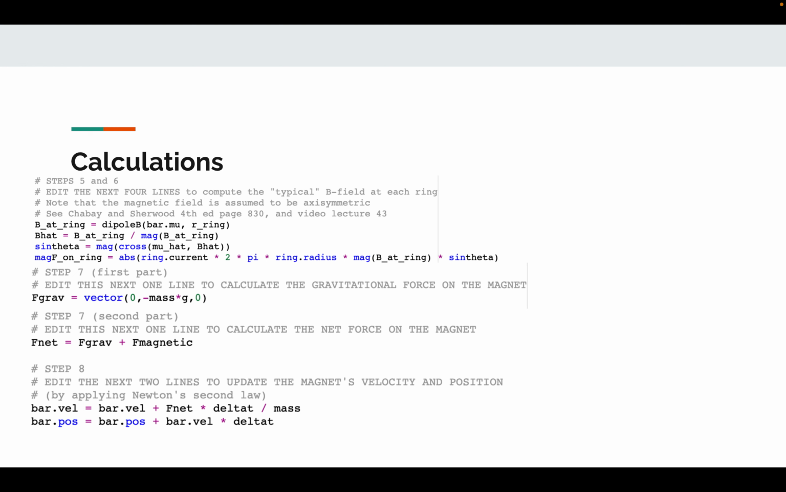And moving on, this one is calculating the B at the ring. We calculate the B hat, we calculate the sine theta, making sure that we have the correct dot product with the flux. The F mag, F on ring, basically calculates that, and we have the force of gravity, which is causing the magnet to fall down, but the F net is the F grav plus the F magnetic, which is forcing it upwards, and we calculate the velocity of the bar magnet by the formulas below and the position as well.